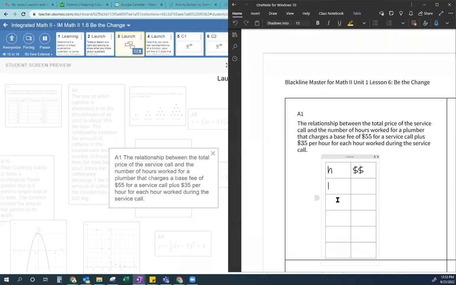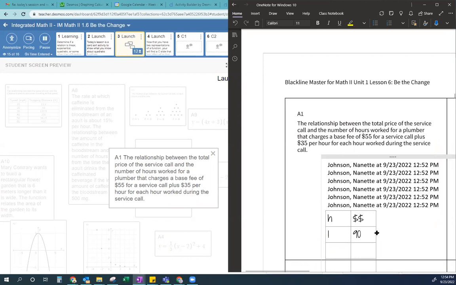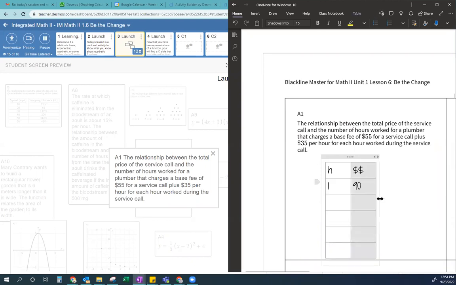Well, actually, no. Hold on a second. So how much money would I get after the first hour? And yeah, including the base fee, Ms. Johnson? Yes, including the base fee. Exactly. Thank you. Good job. Yeah, I get $90. Ms. Johnson, how did you get $90?